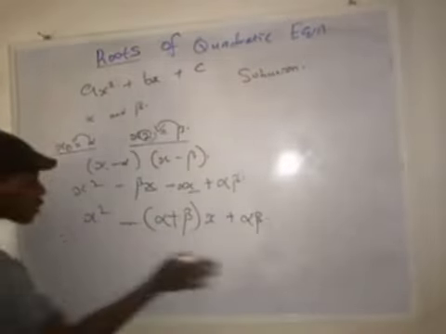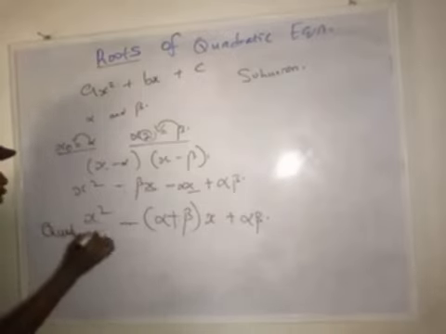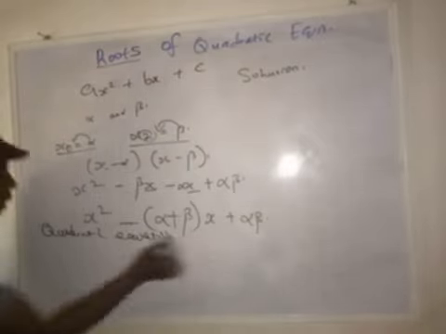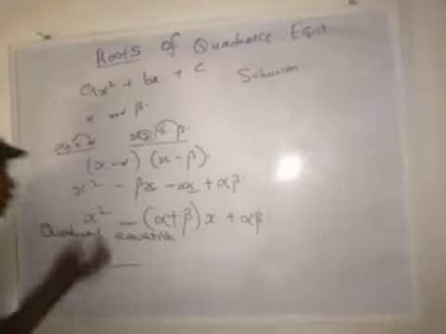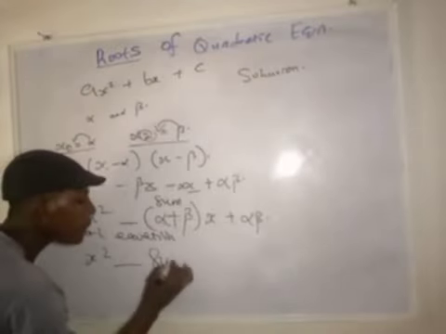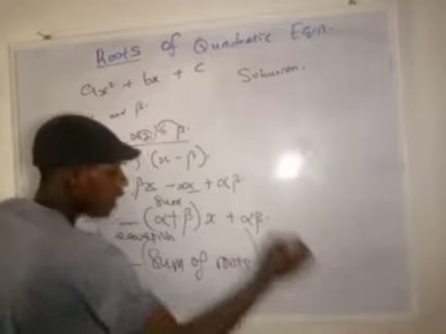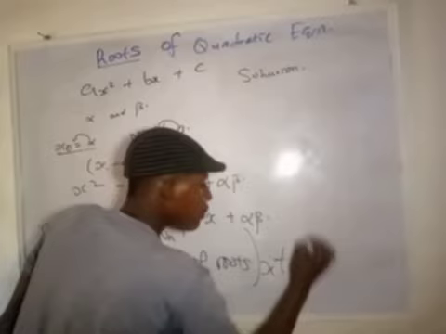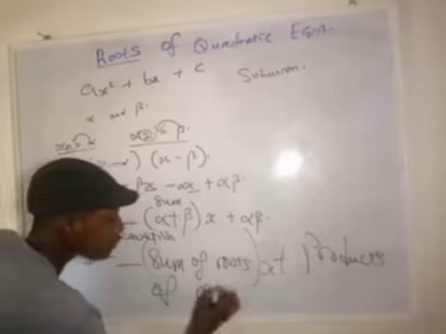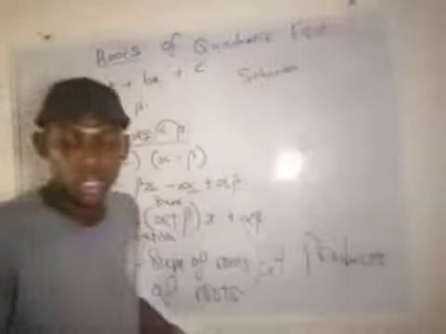It simply means that if I want to form a quadratic equation, the formula is x squared minus alpha plus beta, which is the sum of roots, times x, plus the product of roots.